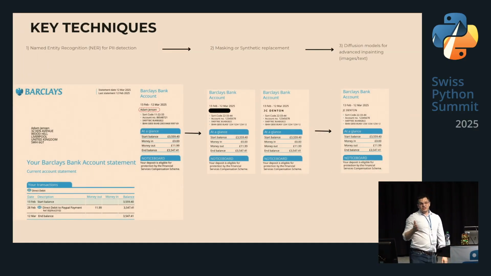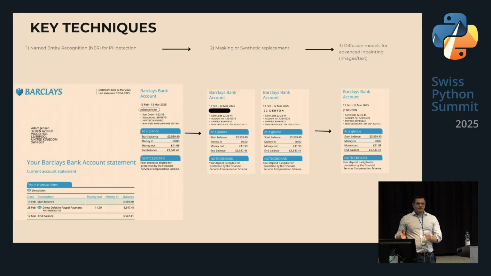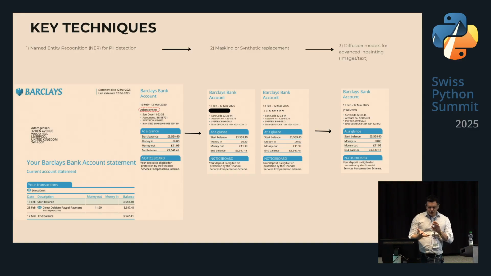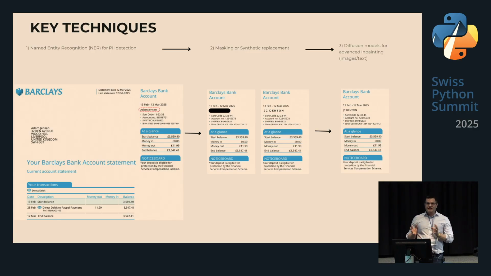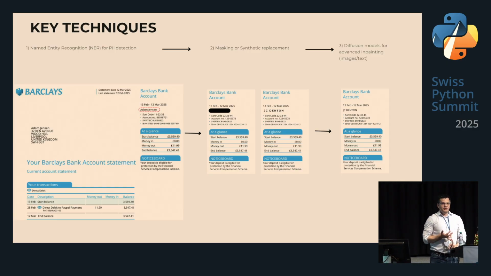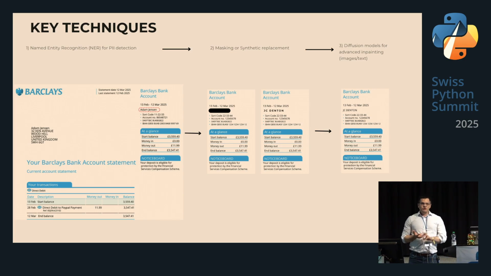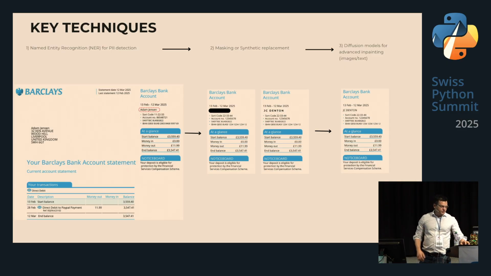So the trick is, of course, to remove the PII in a systematic fashion. There are three stages to this. First is identifying what the PII is, using a technique called named entity recognition. Second is masking or synthetic replacement. And third is using a diffusion model to correct the image so it looks like the original, but of course with a synthetic replacement.